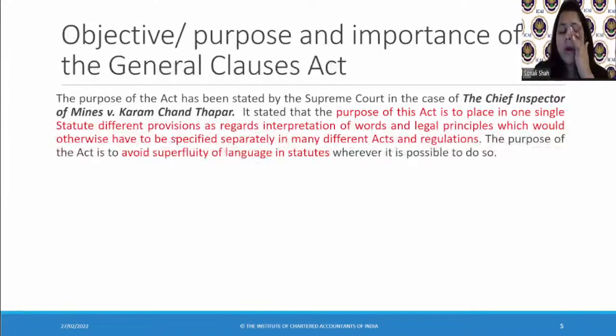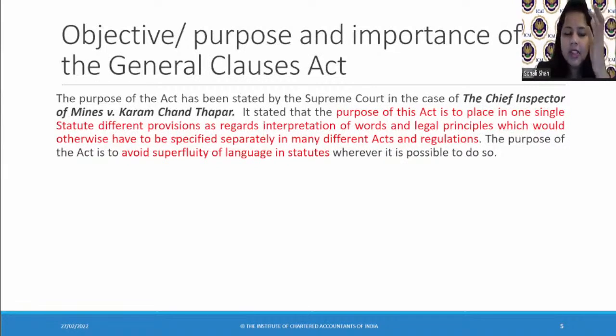Talking about the purpose of the GC Act, the Supreme Court, in the case of Chief Inspector of Mines versus Karan Chand Thapar, said that the purpose of this act is to place in one single statute different provisions as regards interpretation of words and legal principles, which would otherwise have to be specified separately in many different acts and regulations.